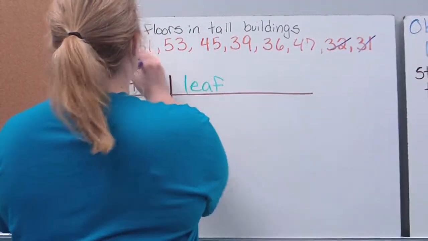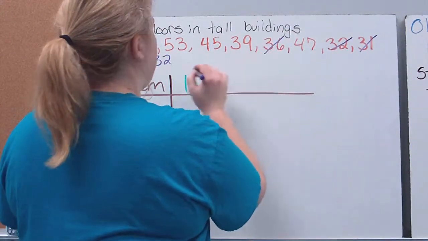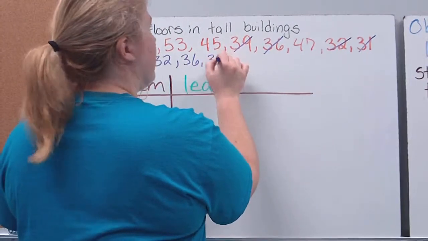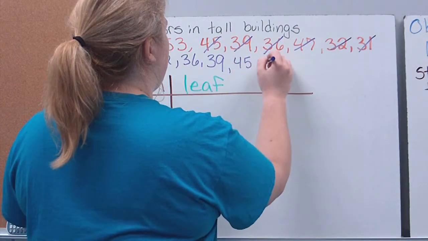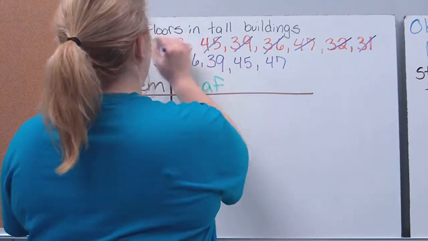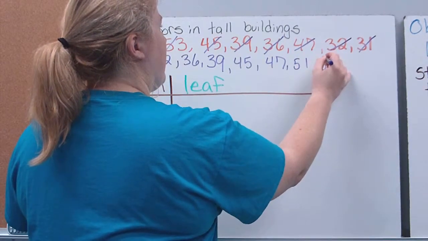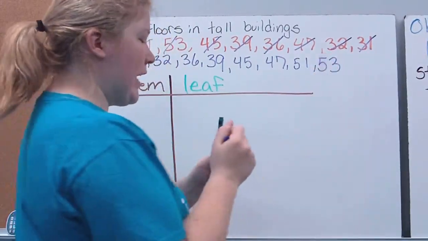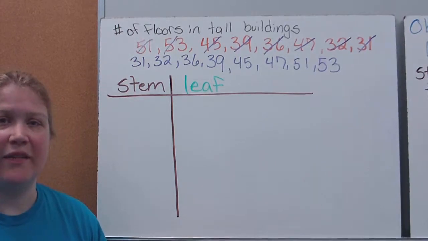So I've got 31 and 32, 36, 39, 45, 47, 51, 53. Sorry, that was a really sloppy number. And again, by crossing them out as I go, I make sure that I haven't missed any of the data.